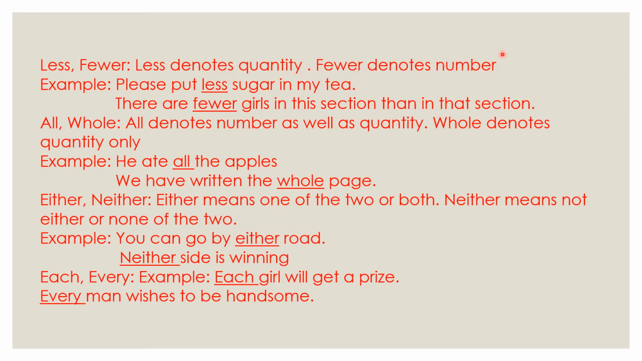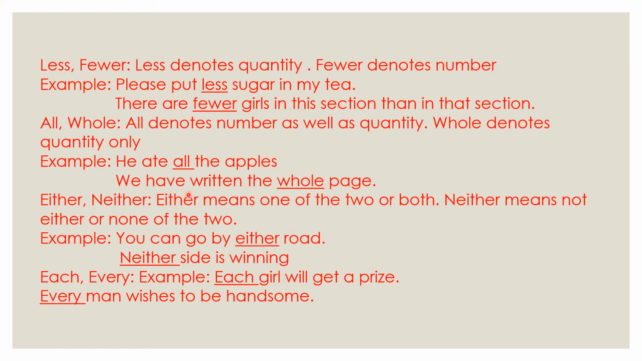Fewer denotes number. There are fewer girls in this section than in that section. So here fewer is the determiner. All, whole. All denotes number as well as quantity. Example, he ate all the apples. So all is the determiner. Whole denotes quantity only. We have written the whole page. So whole here is the determiner.